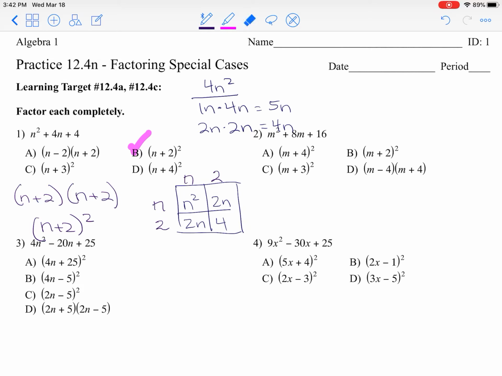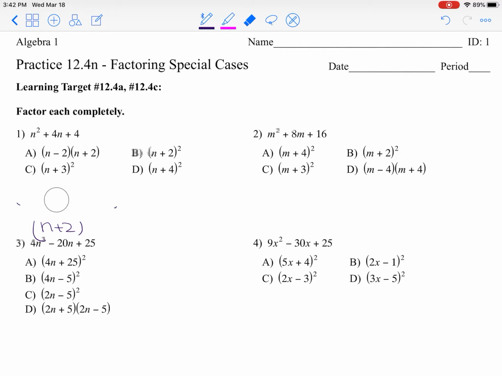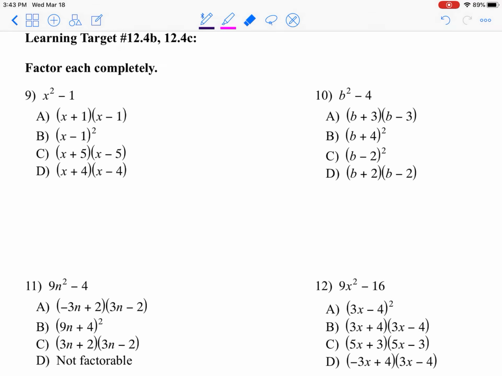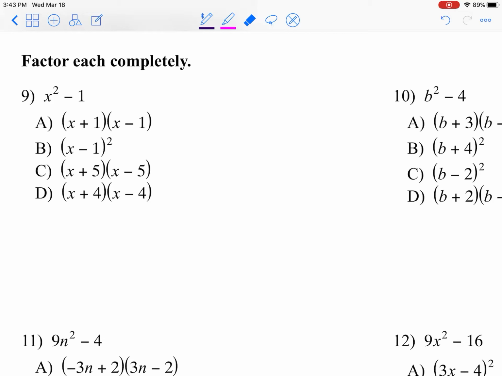The other special case is a difference of two squares. So that means that we're going to have a perfect square, a subtract sign, and then another perfect square. Let me switch pages here. There we go. So there's, as I was saying, here's our difference of two squares right here. We have x squared, and we have a subtract sign, and 1, another perfect square. Over here we have b squared, subtract sign, and another perfect square, 4. That's what all of those difference of two squares will look like.